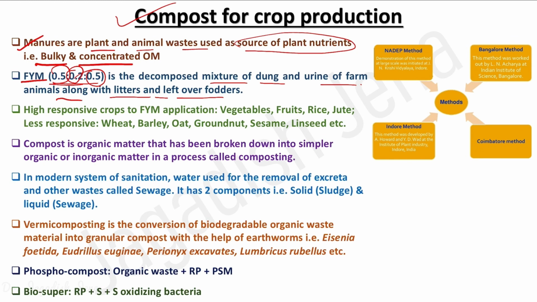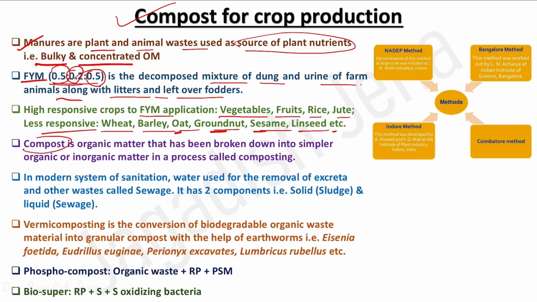Then what are the crops that respond well to farmyard manure application? Vegetables, fruits, rice, jute, and less responsive crops are wheat, barley, oat, groundnut, sesame, linseed. So basically vegetables, fruits, rice, jute are highly responsive to farmyard manure, and wheat, barley, oat, groundnut, sesame, linseed are less responsive to farmyard manure.